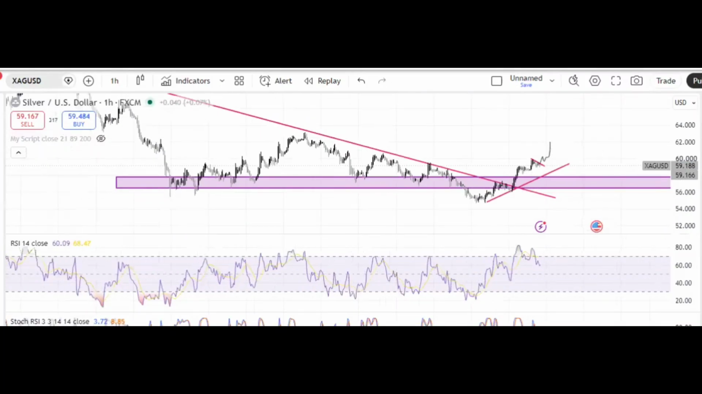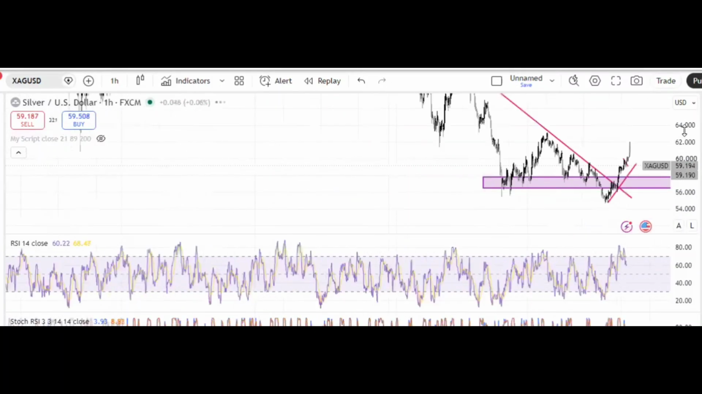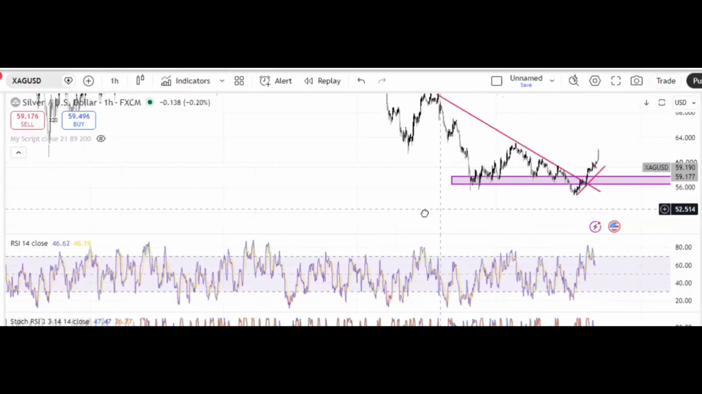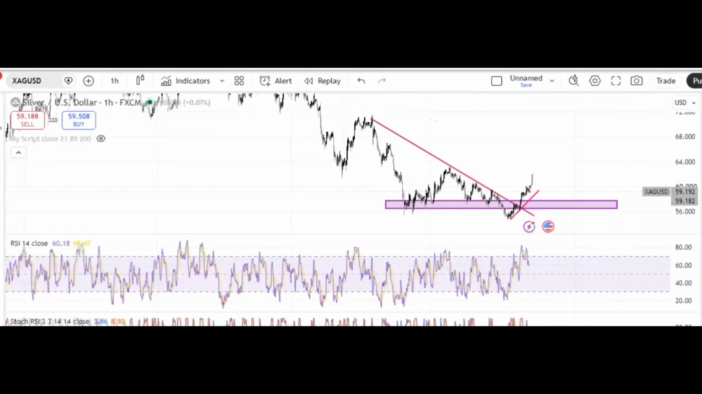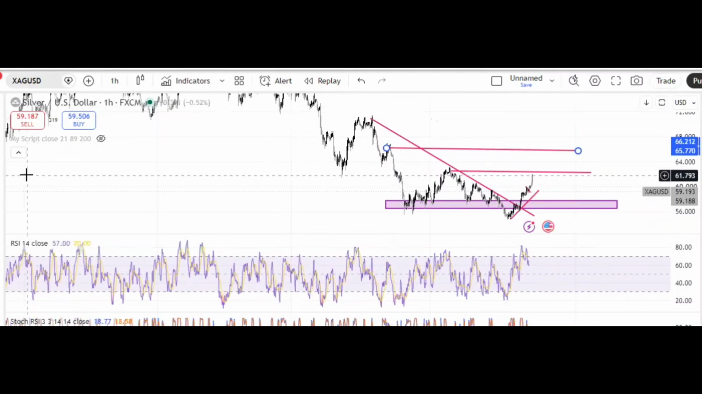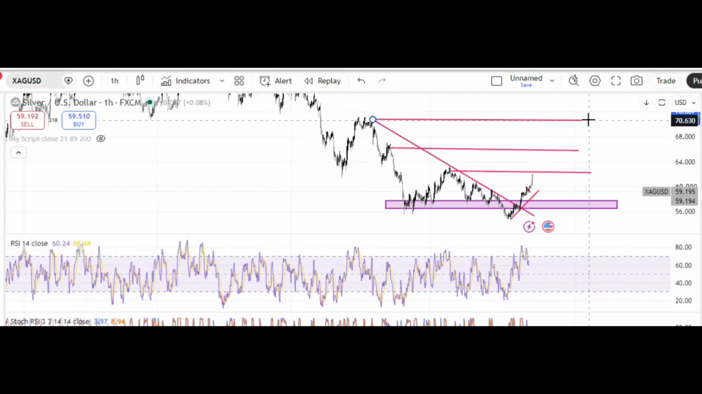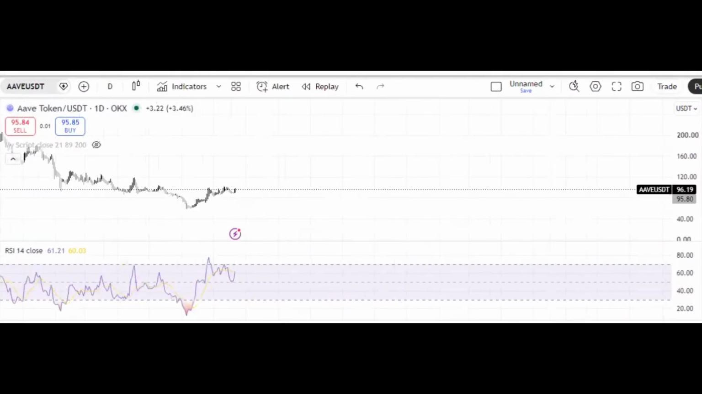How high can it go? If it continues to play this breakout trade, then the next important level will be at around $63, $64 region, $66 region, and in a complete flush of all the shorts, it can also go and retest 70 to $71. So the next chart we are looking at is AAVE.